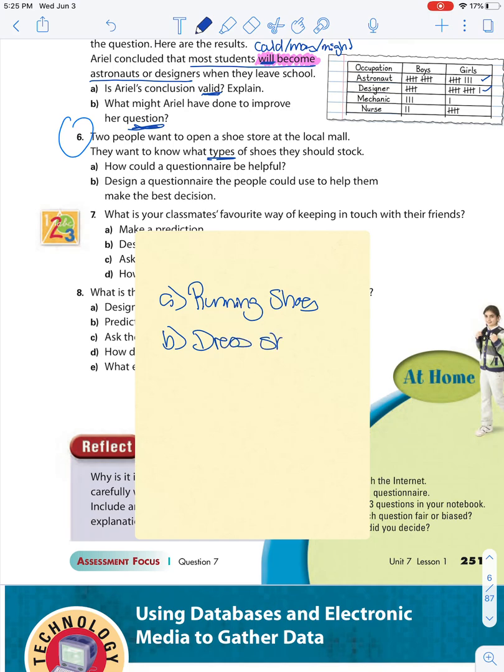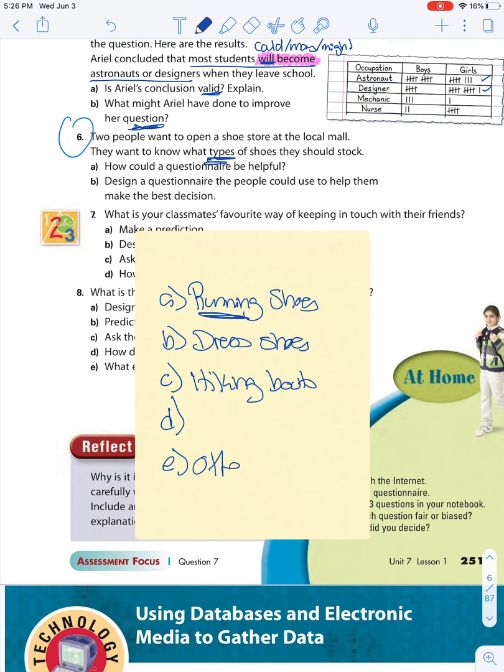Maybe dress shoes. Like what do the people need more of? Maybe it's hiking boots. Because it does say type. It doesn't really say brand. If I could have this choice here in Qatar, I would say please stock some more running shoes. My running shoes that I have here are awful. So anyway, that could be something that you could think of.